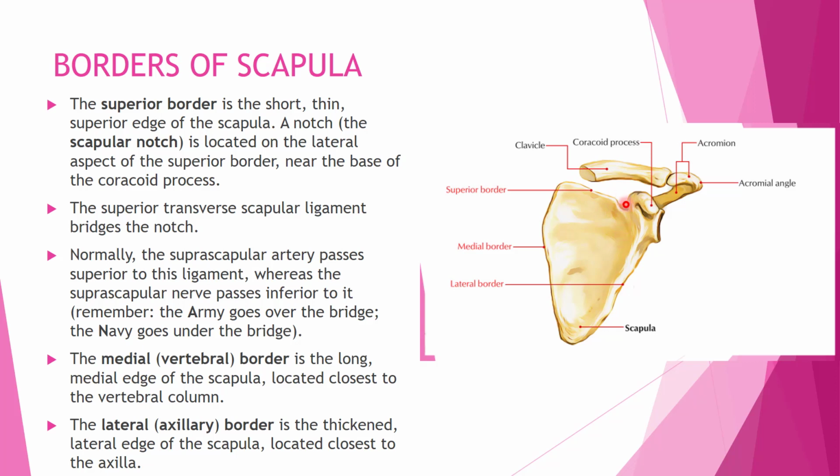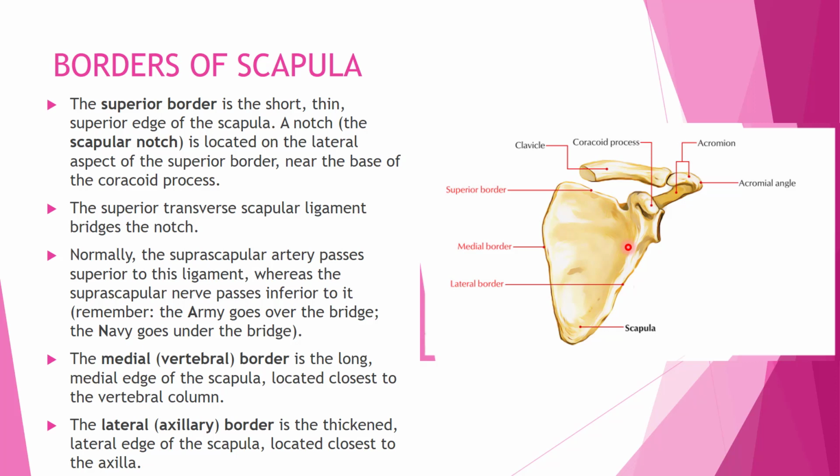the ligament. There is one point through which you can remember this: army goes over the bridge. So A for army and A for artery, so the suprascapular artery will cross above the bridge, and navy goes under the bridge, navy and nerve. So the suprascapular nerve will pass inferior to the bridge, or under the bridge.